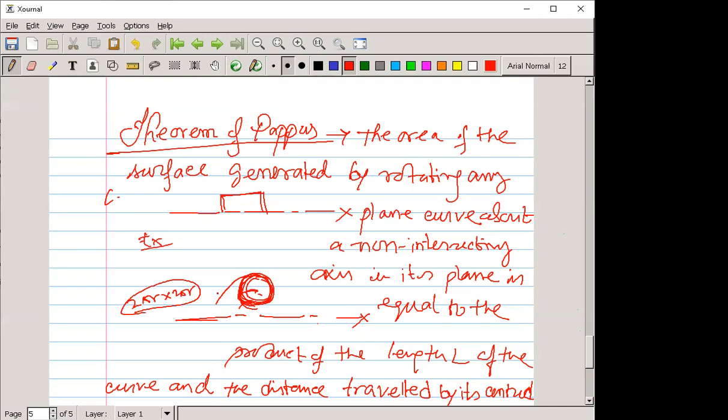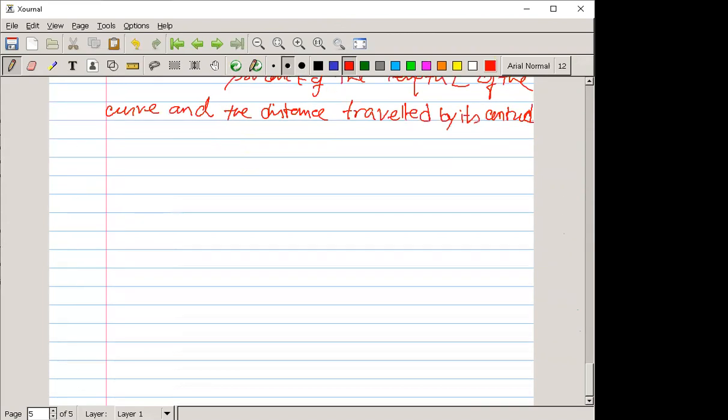Similarly, another theorem is there. Suppose instead of plane curves, these are solids, for example. If it is a solid and it rotates, then it creates some volume. So theorem 2 is regarding the volume. Please write down.